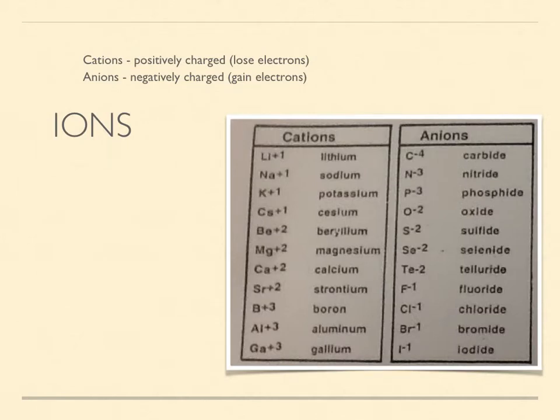Ions can be cations, and these are positively charged, and they lose electrons, where anions are negatively charged, and they gain electrons. So lose electrons, gain electrons. And this chart you can find on your handout.